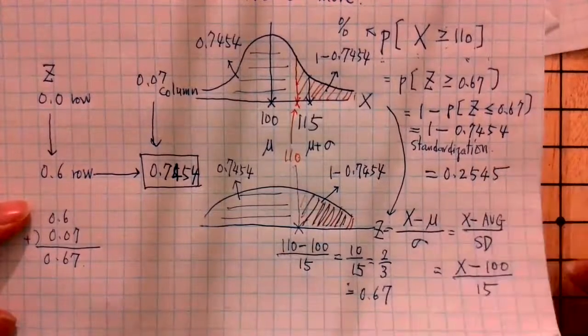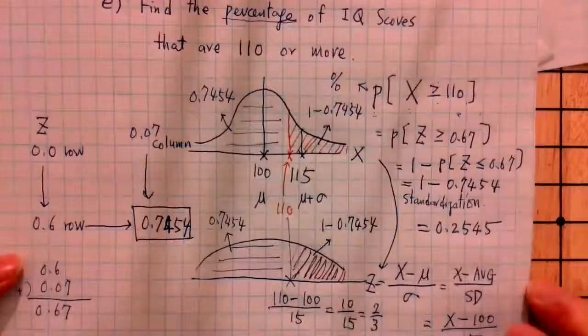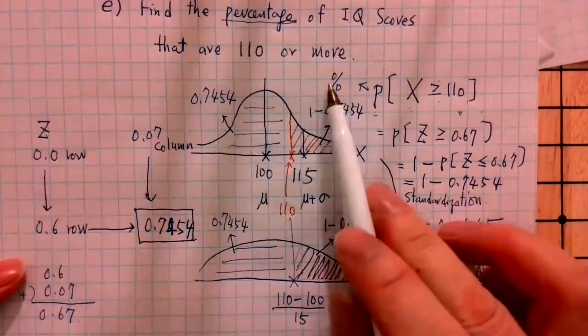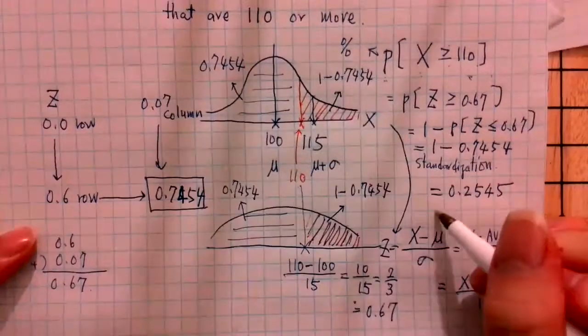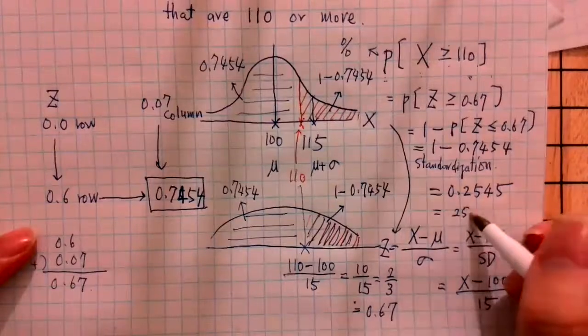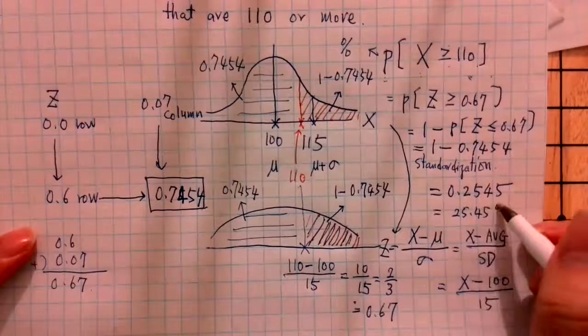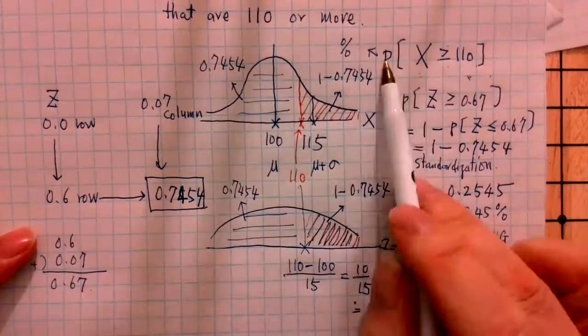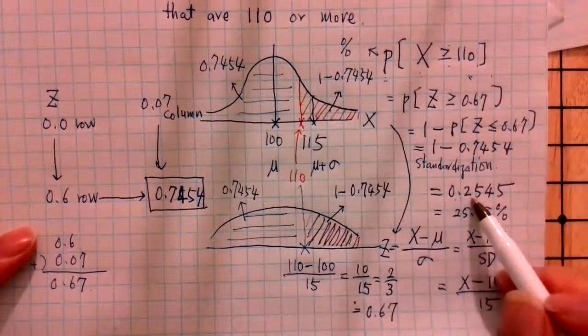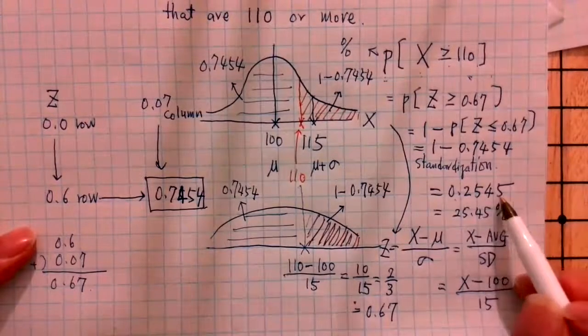And this will be 0.2545. Now, usually, from a data point of view, we leave it as a percentage, so we write 25.45%. But if this is a probability, then we leave it as 0.2545.